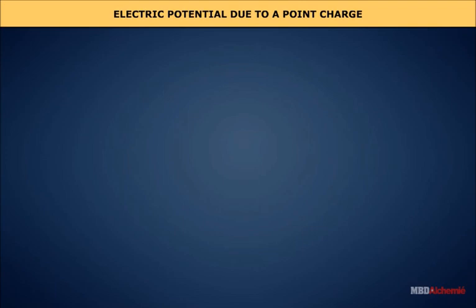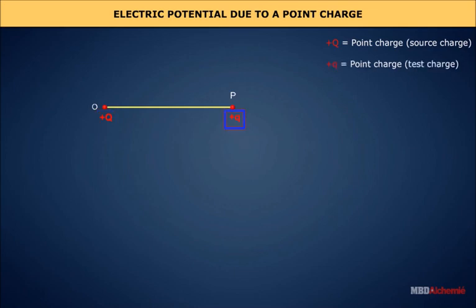Electric potential due to a point charge. Let us consider that a point charge or source charge plus Q is placed at the origin O, and another point charge or test charge plus q is located at the point P, and the separation between the positions of source charge plus Q and test charge plus q is OP, which is equal to r. Now assume some intermediate points A, B and P prime on the line joining points O and P. Let the separation or distance between the point P prime and O be x.